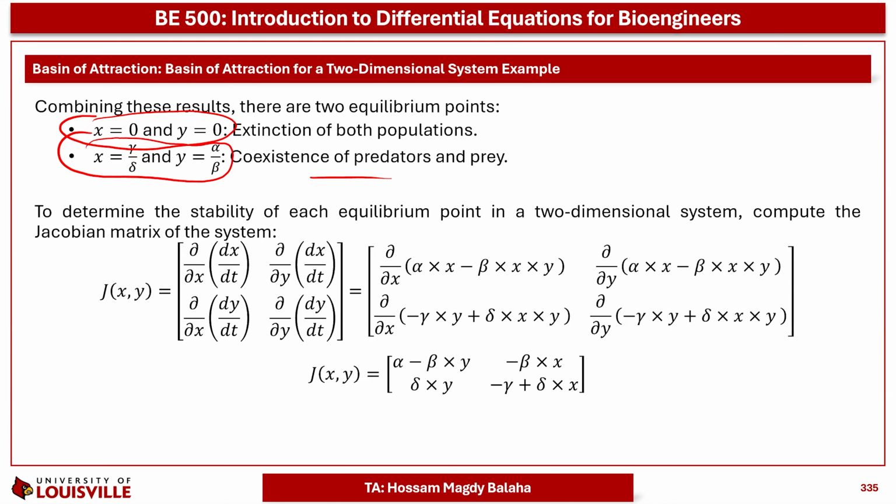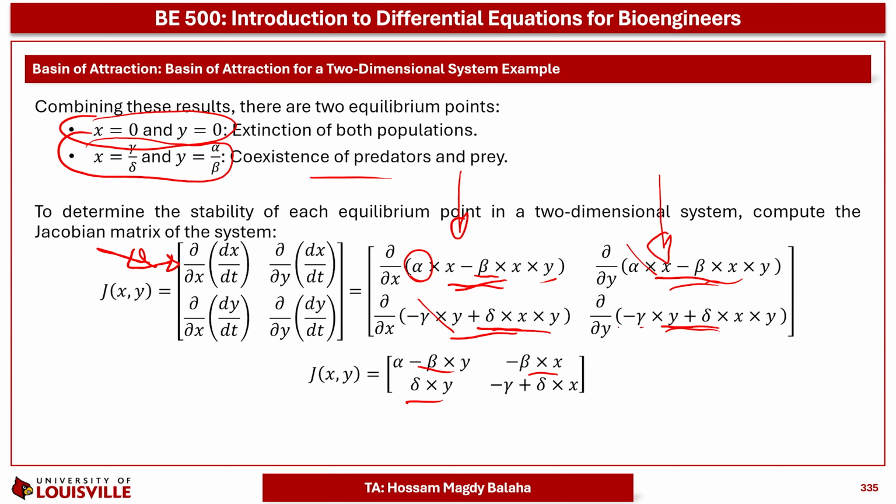We have a two-dimensional system, two equations and two variables. We will use a 2 by 2 Jacobian. The first row will be the first equation, as you see here. The second row will be the second equation, as you see here. The first column will be the derivative according to x, and the second column is according to the derivative of y. Apply the derivatives here according to x. It will be alpha minus beta y here. From here, according to y, this will be ignored. Here it will be negative beta x. From here, this will be cancelled. So here will be delta y. And from here, according to y, it will be negative gamma plus delta x, which is here.